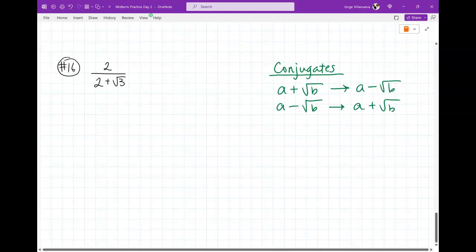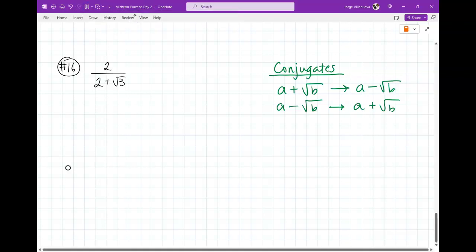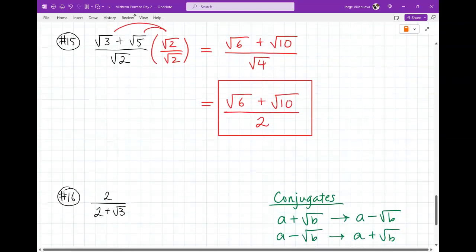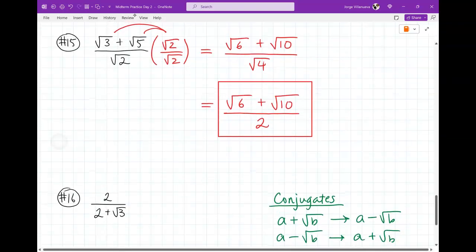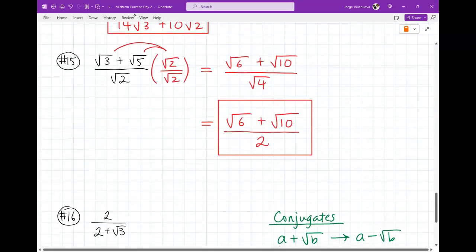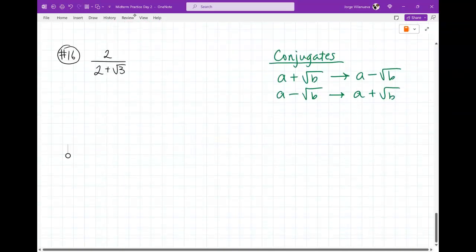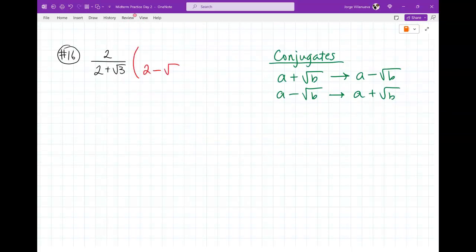So I need to fix the radical on the bottom. Now, I did get questions before, like, why is it that I did a conjugate here, but I didn't do a conjugate for this problem, right? You only use conjugates when you have a binomial. Up here, it's a monomial. That radical 2 is just one term, right? But this is 2 terms being added together, so that's why you got to use a conjugate. So the conjugate of 2 plus radical 3 is 2 minus radical 3.